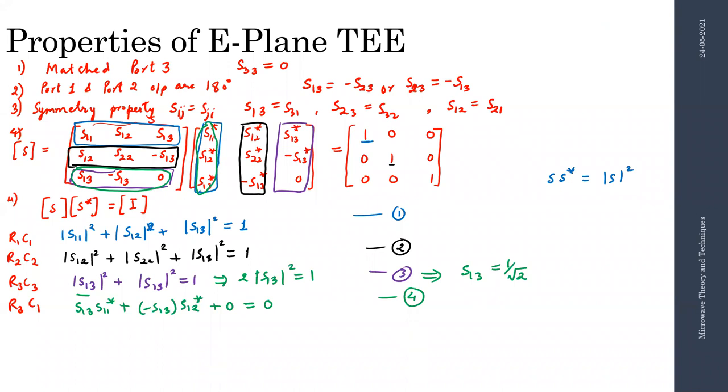Now solve equation number 1 or equation number 2. Tell me, what will you get? Equation number 1 and equation number 2 will give us S11 equal to S22.